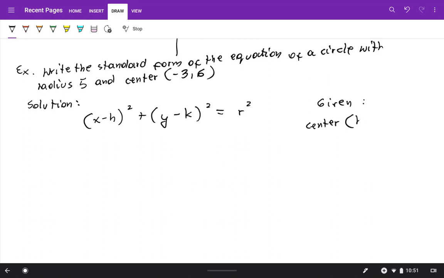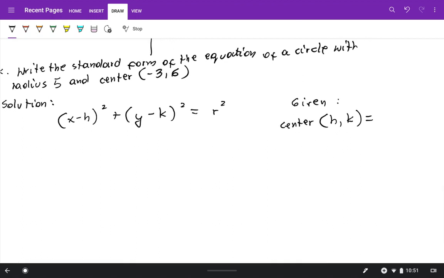The center, that's the coordinates h comma k. So in our case, center is -3, 6. So that means h is going to be replaced with -3. And k, which is the y coordinate of the center, is going to be replaced with 6. So that's given, okay? Also, what else do we know? We also know that the radius of the circle is equal to 5 units.